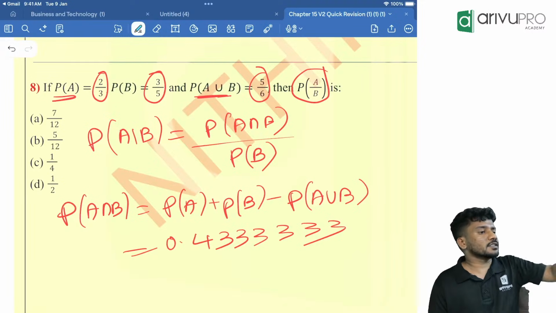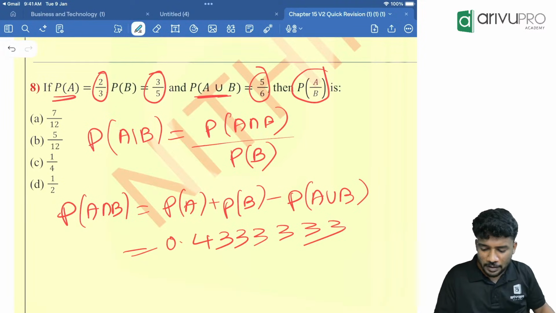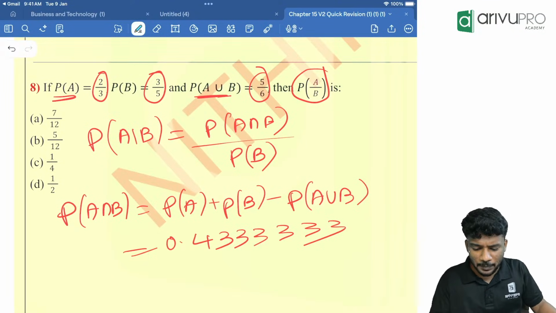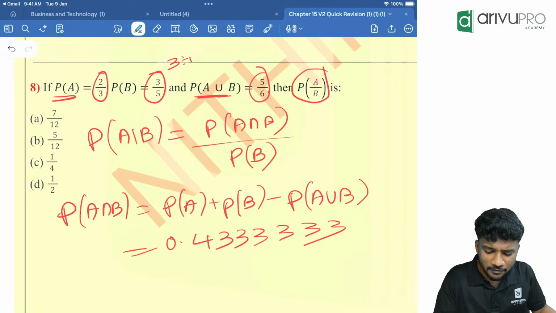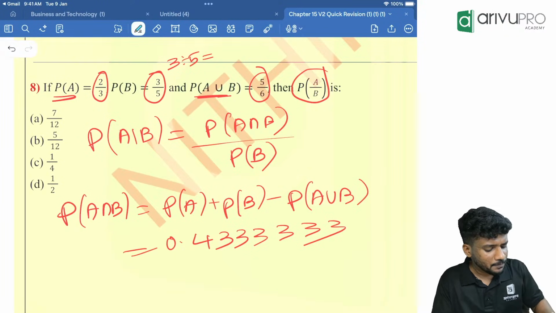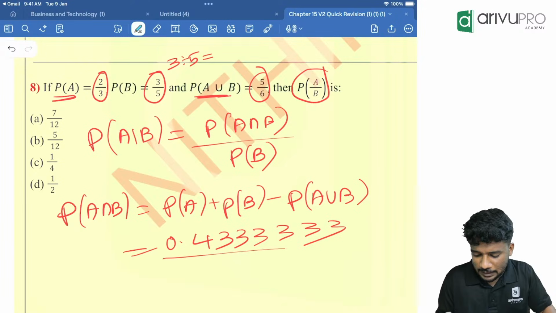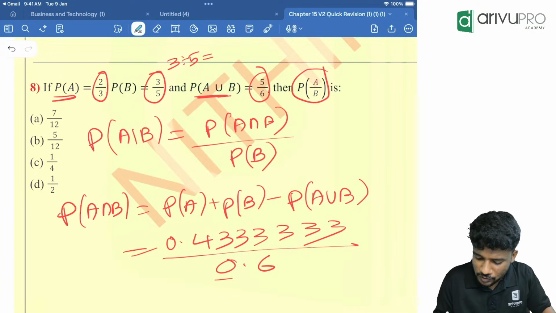0.43333333, right? That is your numerator. Now, people, what is our denominator? P of B is our denominator. So what is P of B? That is 3 divided by 5, which is how much, people? 3 divided by 5 is 0.6. So we need to divide this entire thing by 0.6. Get me the answer.